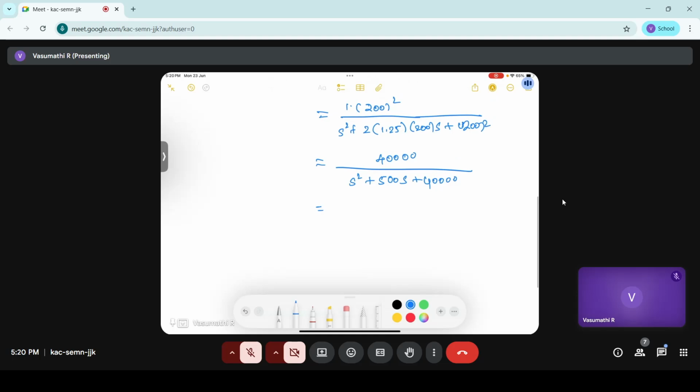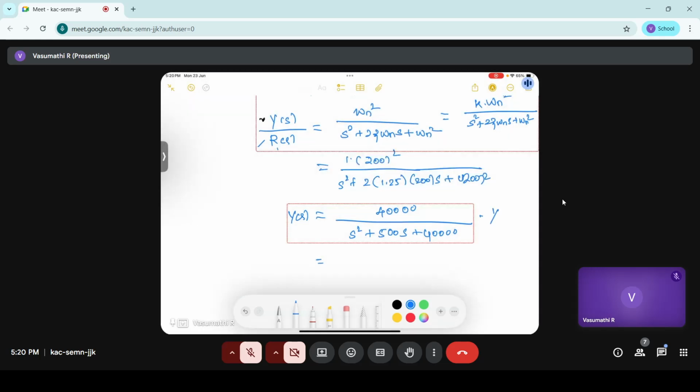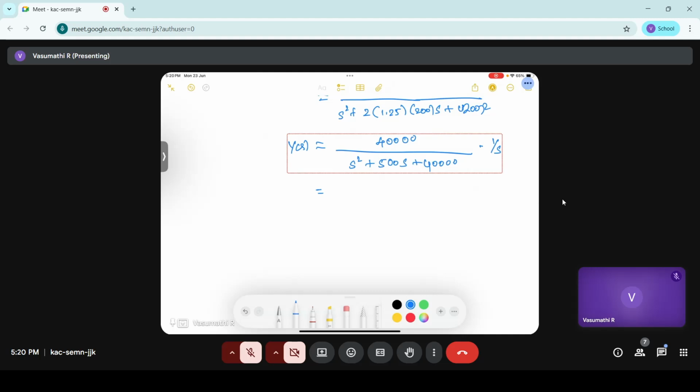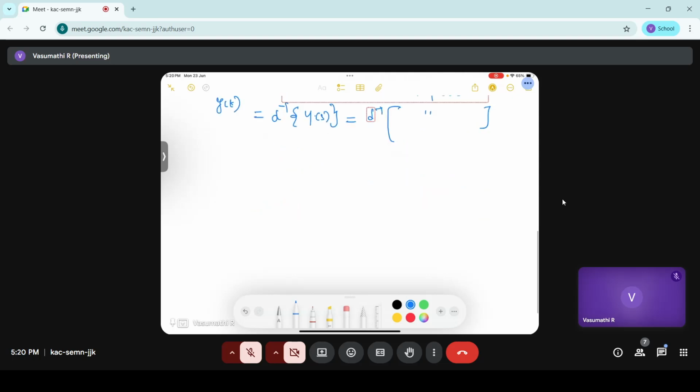Okay. And I'm going to keep only Y of s here, and take this R of s to this side. What R of s is, we know, is 1 by s. Now in terms of Y of s, this will be 40,000 by s whole by s square plus 500 s plus 40,000. This is Y of s, but I need y of t, so I'm going to take the Laplace inverse of Y of s, which will be the Laplace inverse of this whole term.